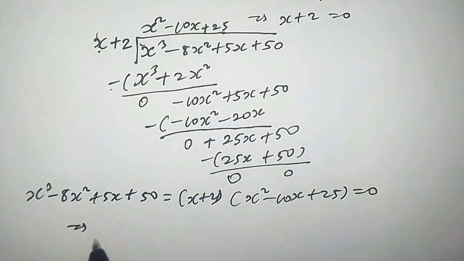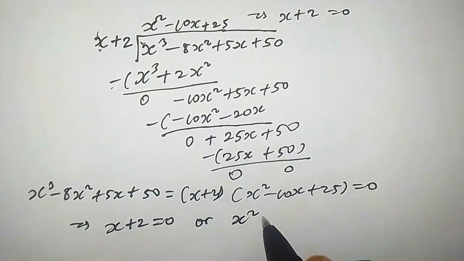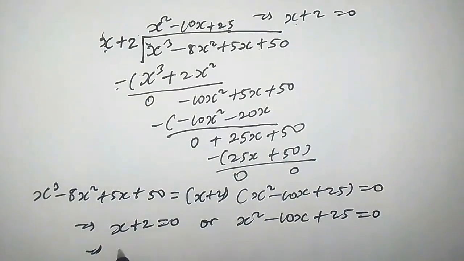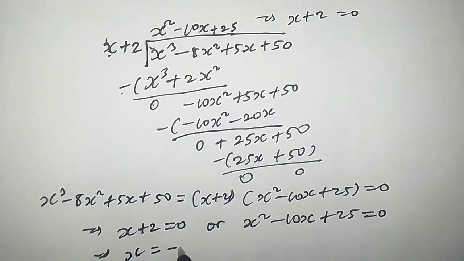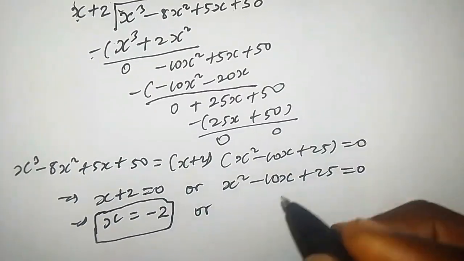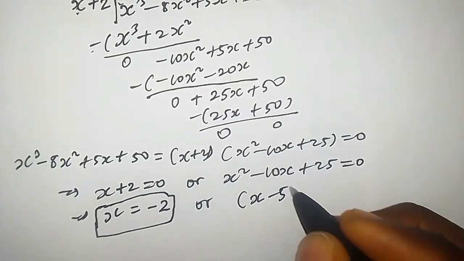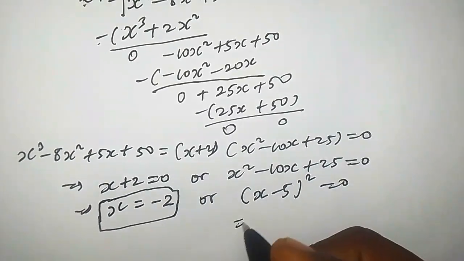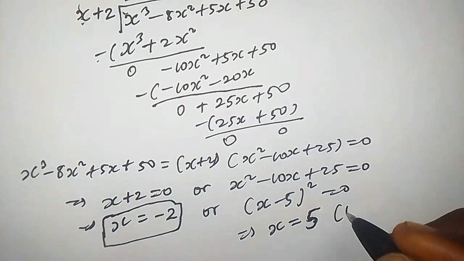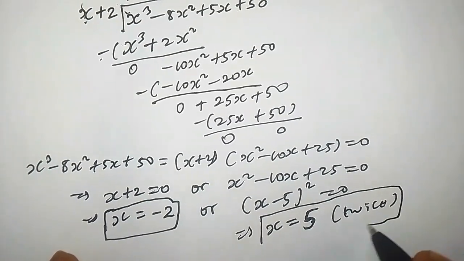So this means that x plus 2 is equal to 0, or x squared minus 10x plus 25 is equal to 0. From here, x is equal to negative 2, which is the second solution. Now let's consider this one. If you factorize it, we arrive at x minus 5 all squared equals 0, which implies that x is equal to 5 twice, which is the third solution.